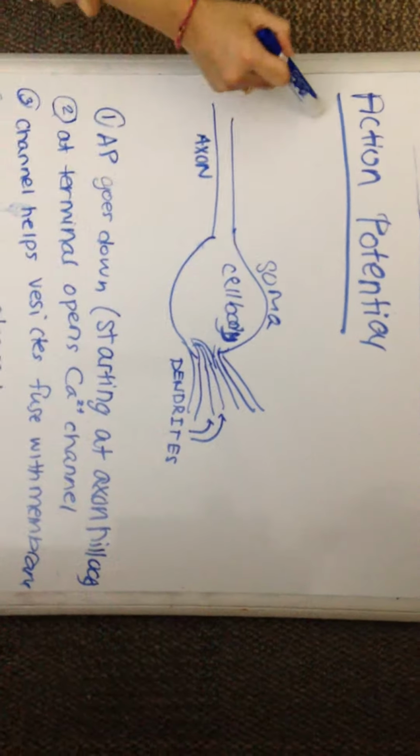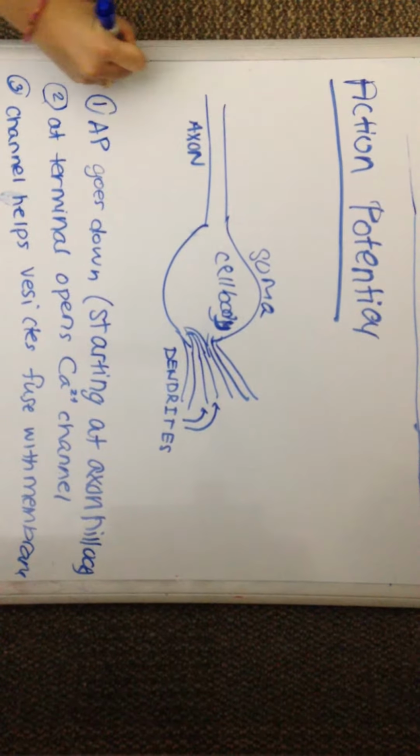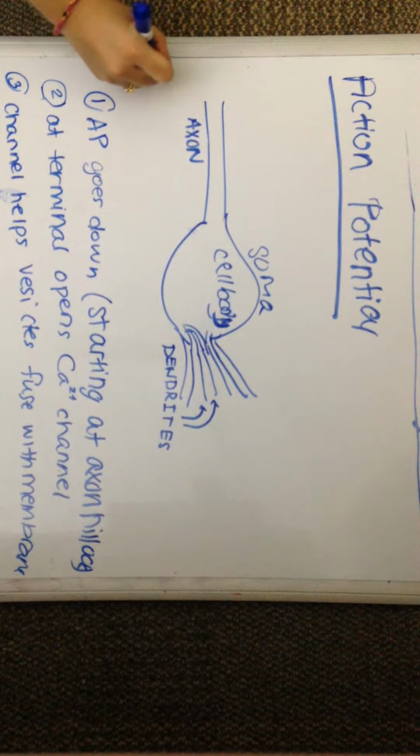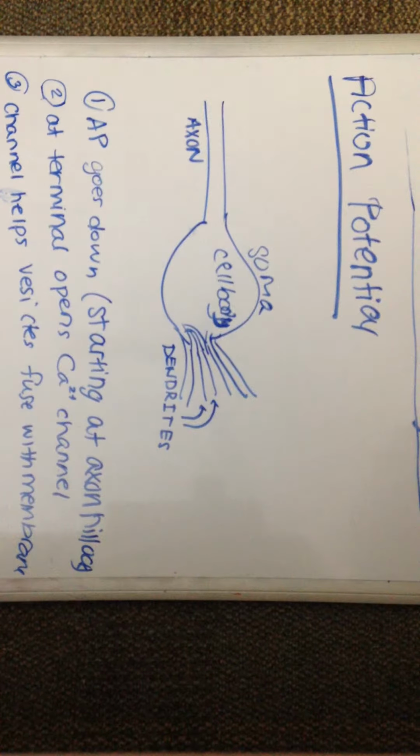So an action potential is how neurons communicate, just like I talk to you and you talk to me. Okay, you're probably not talking to the screen, but anyways, neurons communicate messages, signals through action potentials. So we're going to talk a little bit about action potentials.